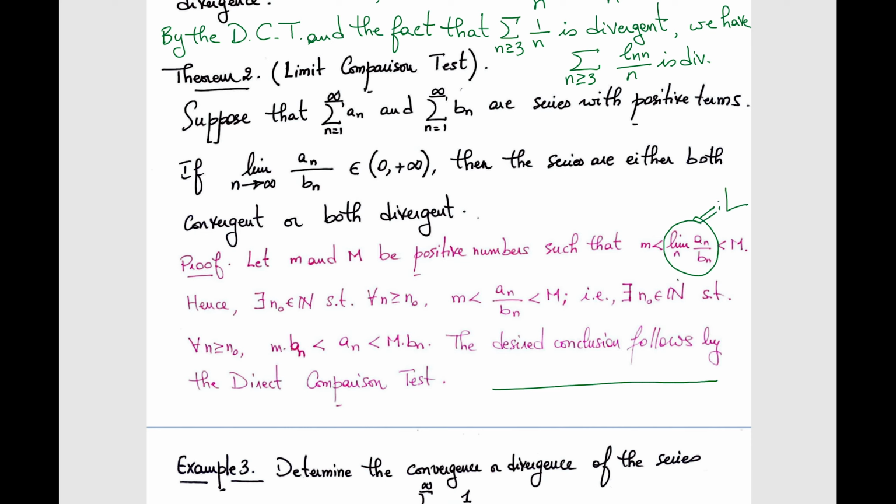So I know that L is between m and capital M, right? Okay. What do I also know? I know that a_n over b_n, so if you want to call this quotient x_n, call this quotient a_n over b_n x_n.